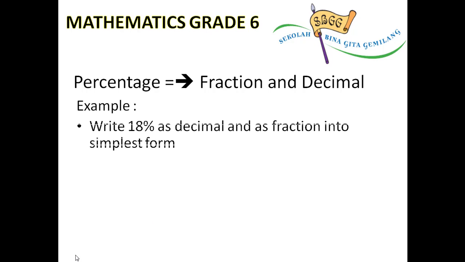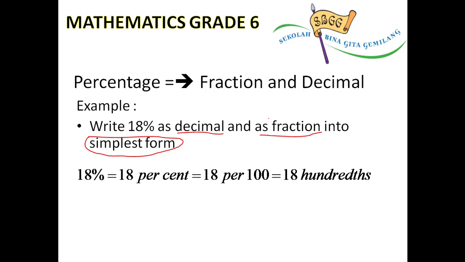For example, write 18% as a decimal and as a fraction in simplest form. The meaning of simplest form here, I think, is only for the fraction. Okay, we'll do it step by step.